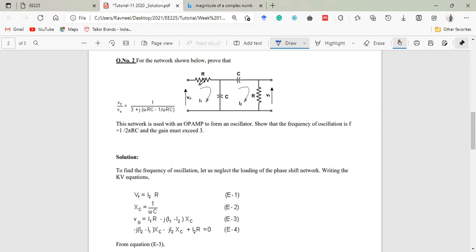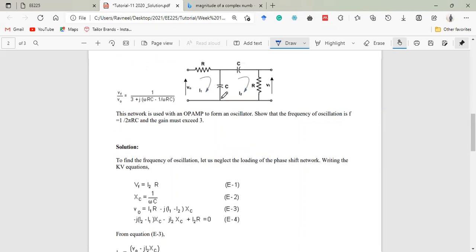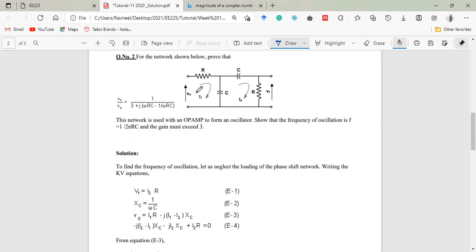This is the current direction that has been selected in this case. Once we have determined the current flow directions in both the loops, what do we need to do next? We need to write the current equations. From this observation, we know that VF, the output voltage VF, is the voltage across this particular resistance. So VF is equivalent to I2 times R.